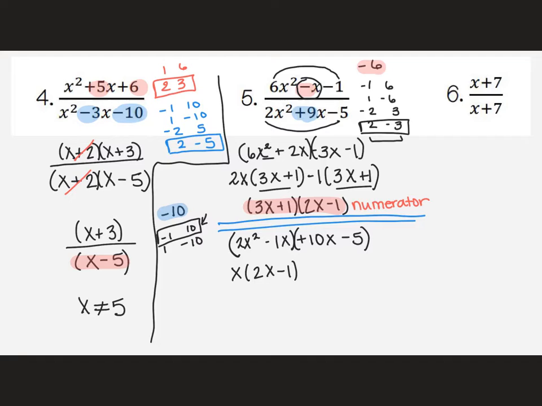In the second group, I can factor out a 5. And I'm left with 2x minus 1. Finally, I can factor out 2x minus 1, and I'm left with x plus 5. So this will be the denominator.